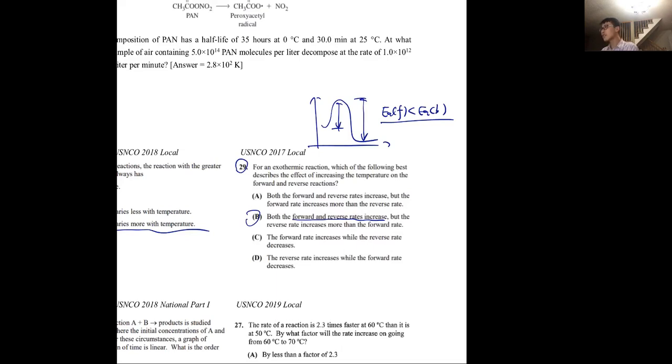Now, is this consistent with Le Chatelier's principle? Yes. I want you guys to try to connect all of this: connect the kinetics with the thermodynamics and with the equilibrium, okay?